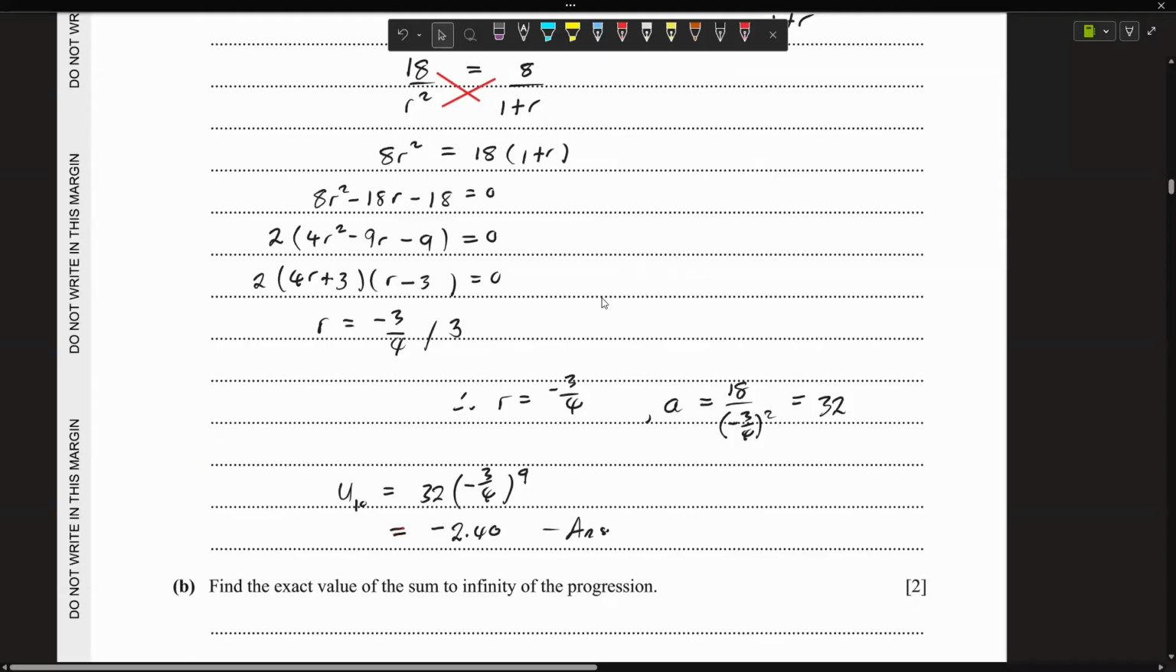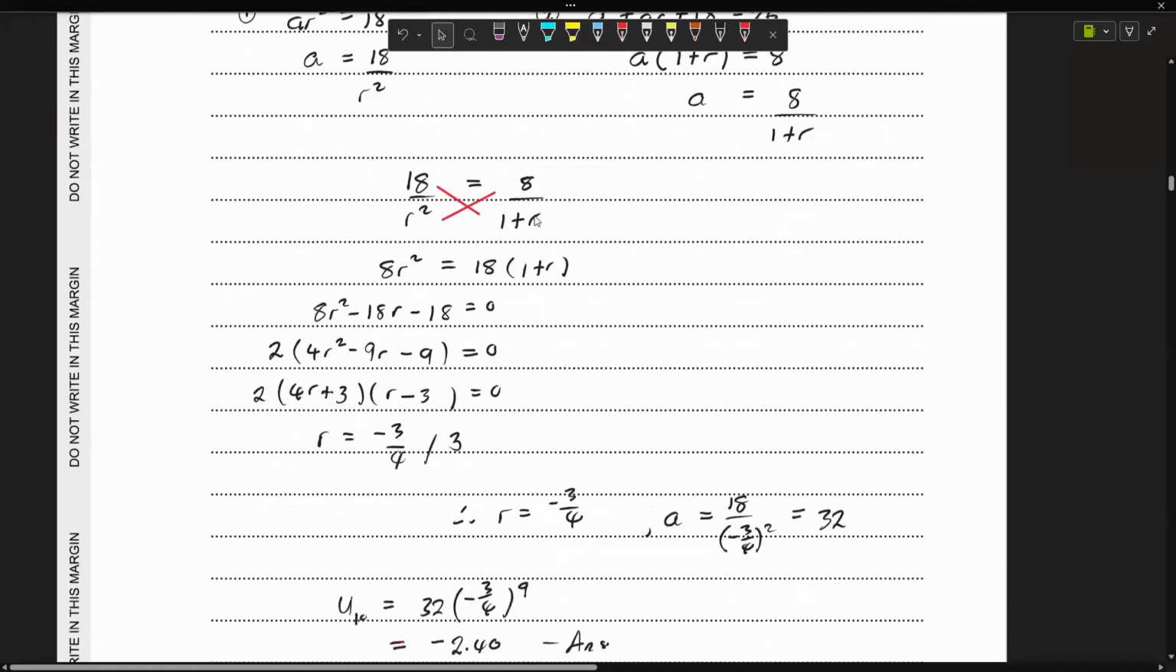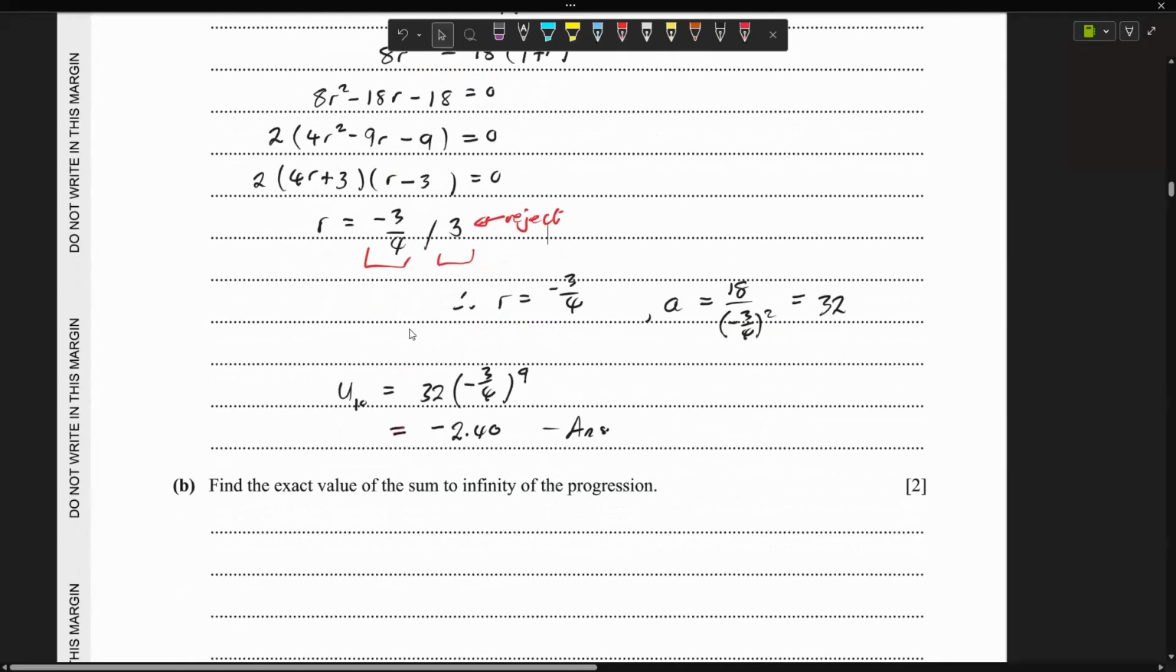Oh, okay. Let me help you with that. The reason was because of this statement here where they say the common ratio is negative. You see how we had gotten two results, one negative, one positive. So that's why we had to reject this and take the negative one. I hope you got that. Okay, nice. Let's move on then.